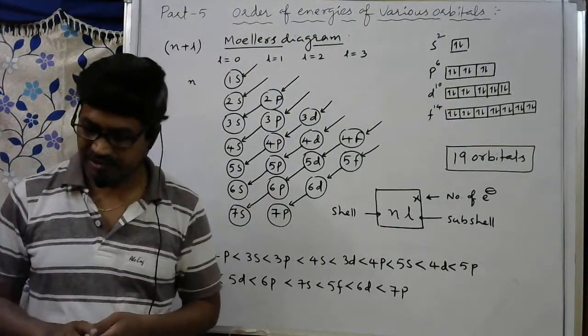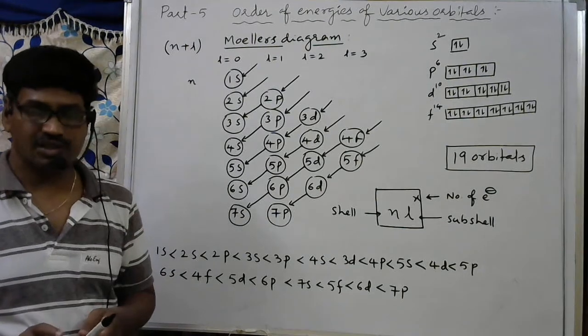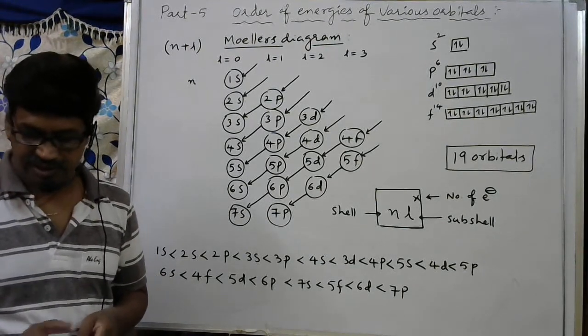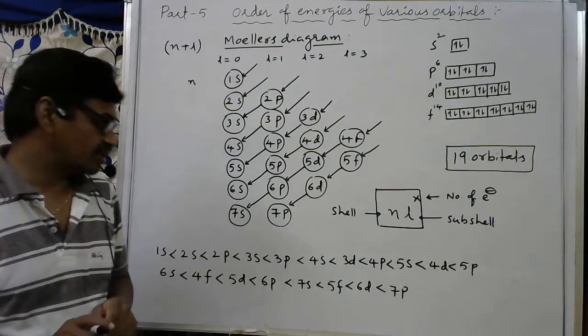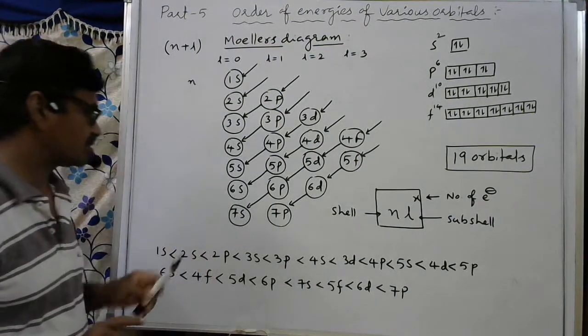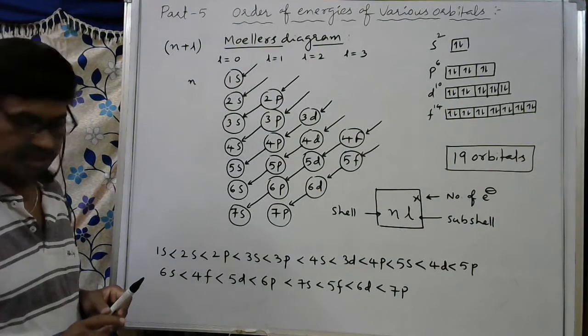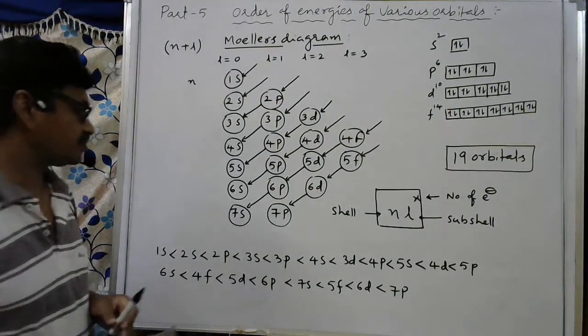We have box configuration also. So here I am giving one example, that is gallium. For gallium, how to write electron configuration from this? This is how to write electron configuration for gallium.